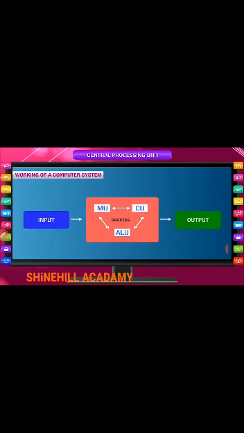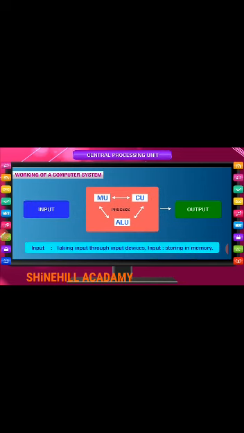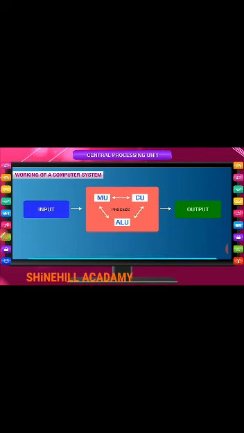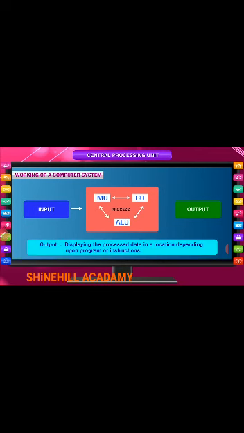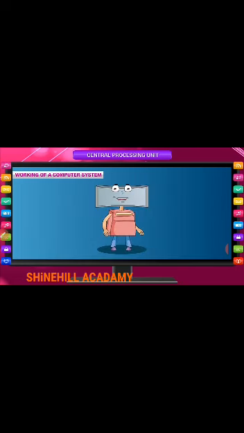Working of a computer system. The three main activities of a computer system are as follows. Input: taking input through input devices and storing in memory. Processing: the execution of data and instructions in the ALU. Output: displaying the processed data in a location depending upon the program or instructions. All these activities are performed by the CPU.